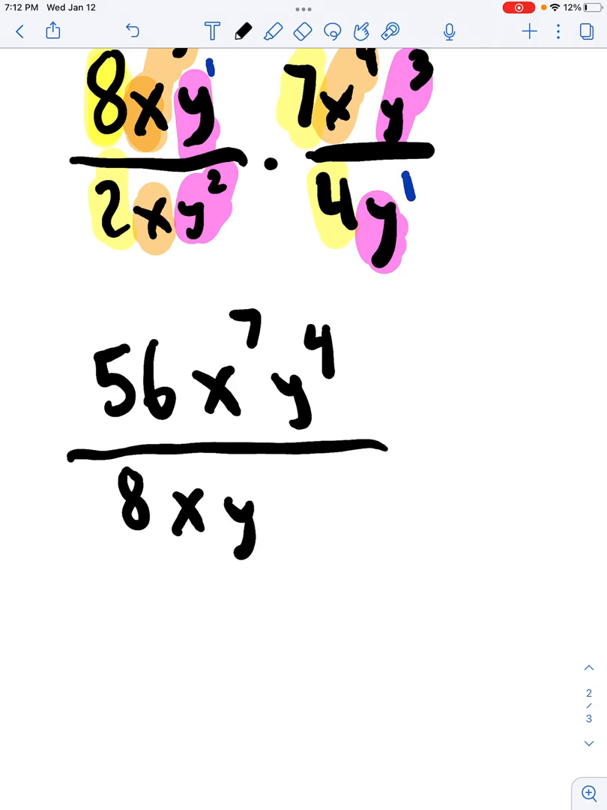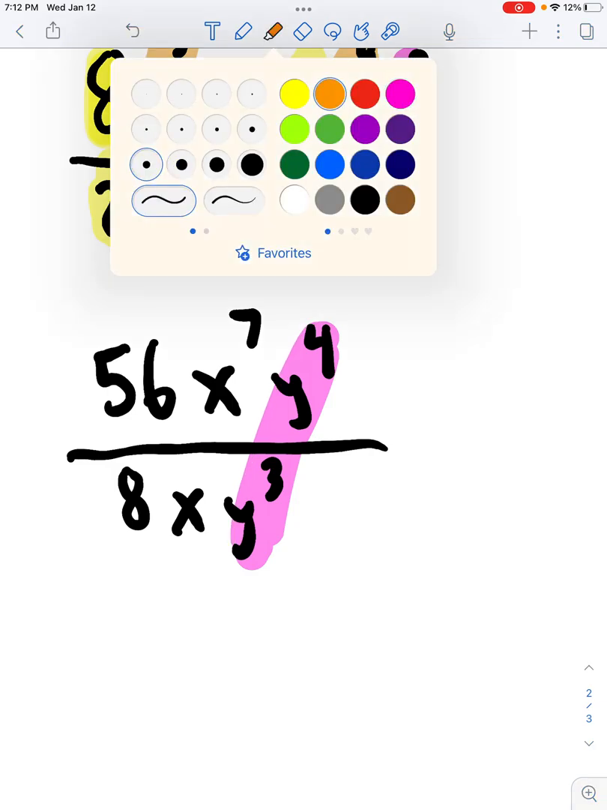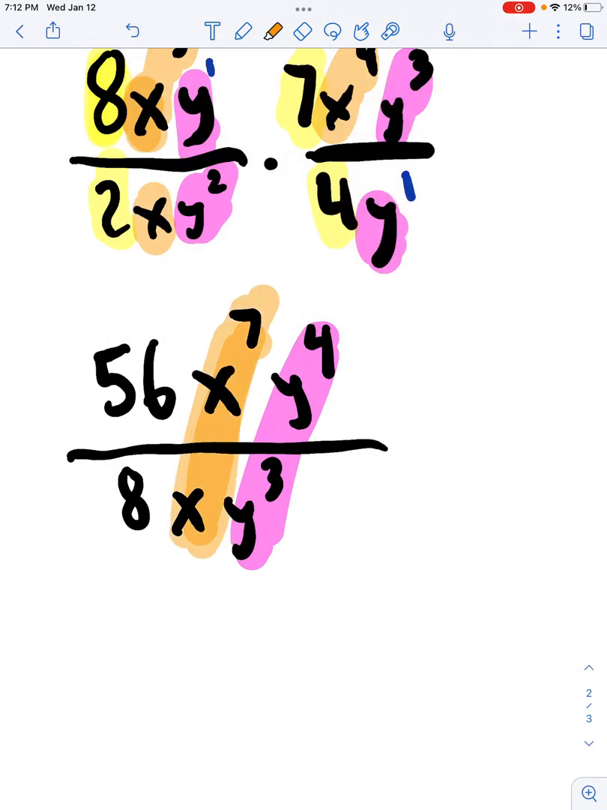2 times 4 is 8. X stays the same, and y becomes y to the third. Again, still looking at what I can simplify and what I can take out or reduce. And I see, hey, we have, first off, in our numbers, 56 and 8. And I actually know that 8 is a factor of 56. So we can divide by 8 and divide by 8. And so we are left with 7 on top. And then that's just going to be a 1. You can put the 1.